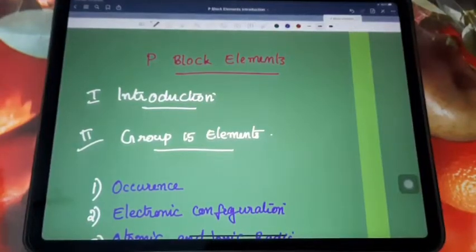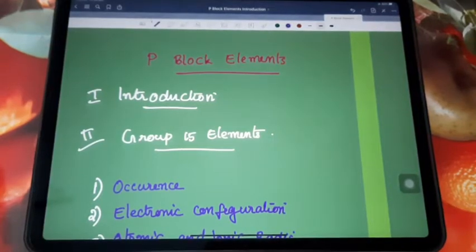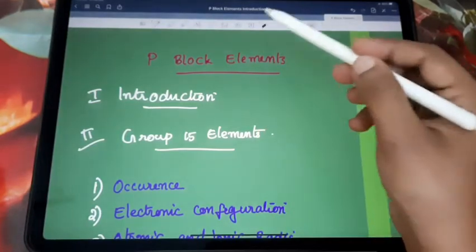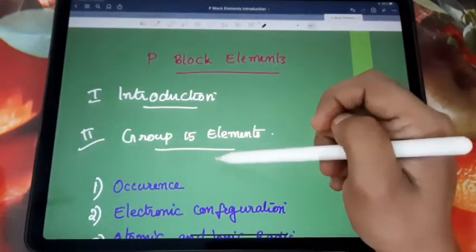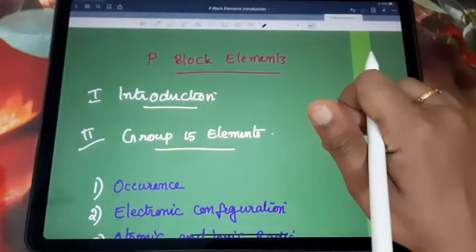Hi children, today I am going to start a new chapter, P block elements, for the 12th standard students. In this session I am mainly including the introduction of P block elements and the second case about group 15 elements, which I am going to start today.